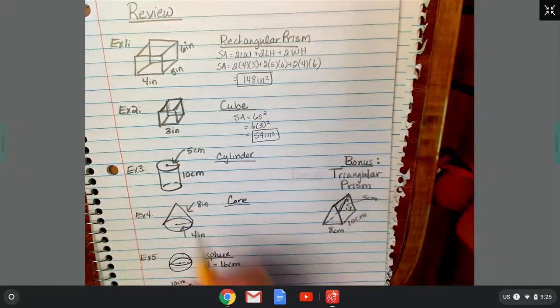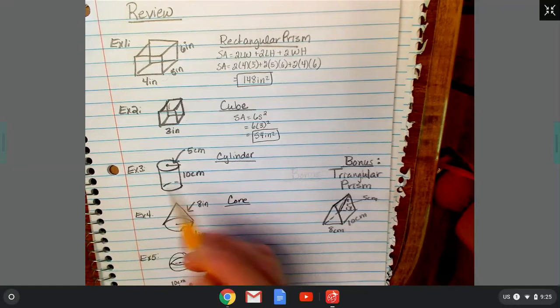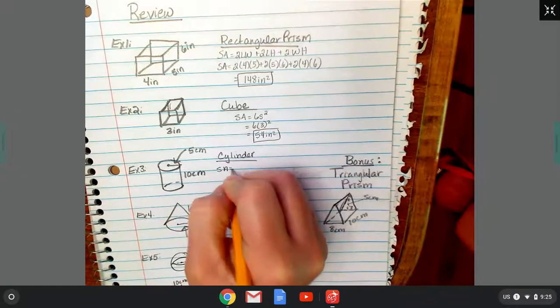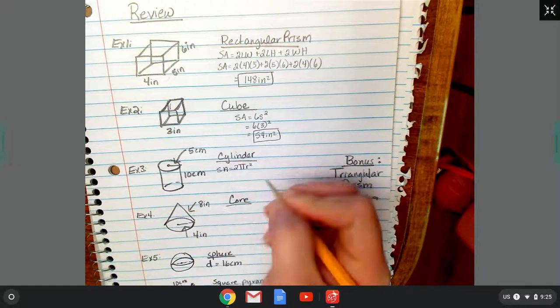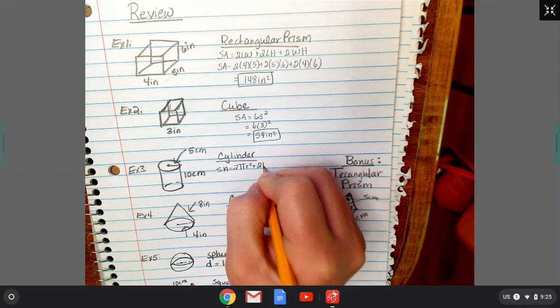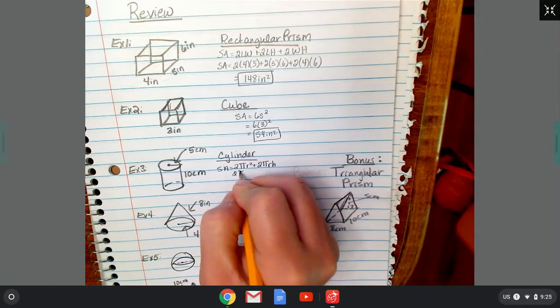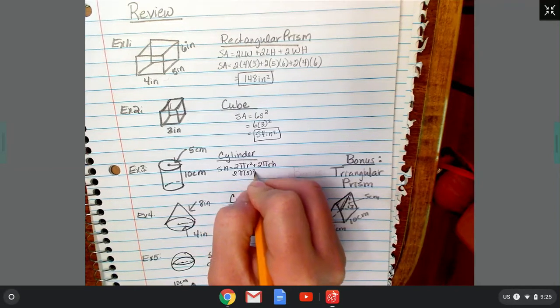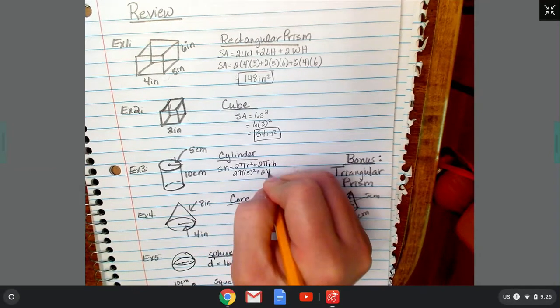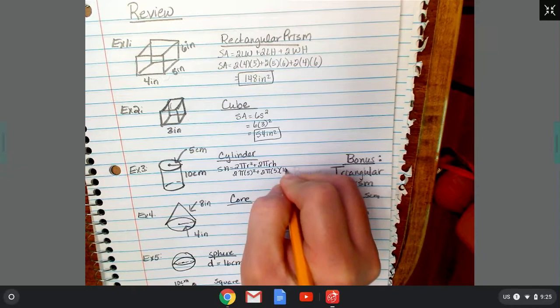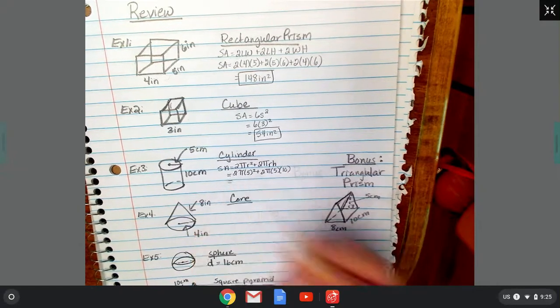Okay, so the cylinder, you have 2 circles and then you have the curved surface. So you have 2 pi r squared, that's the circles, plus 2 pi r h, this is the curved part. So 2 pi, your radius is 5. Remember, if it is a diameter, take half of it. Your height is 10.